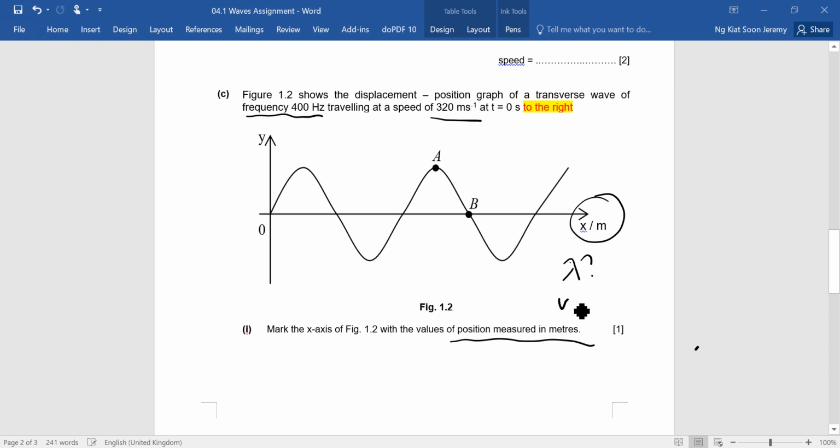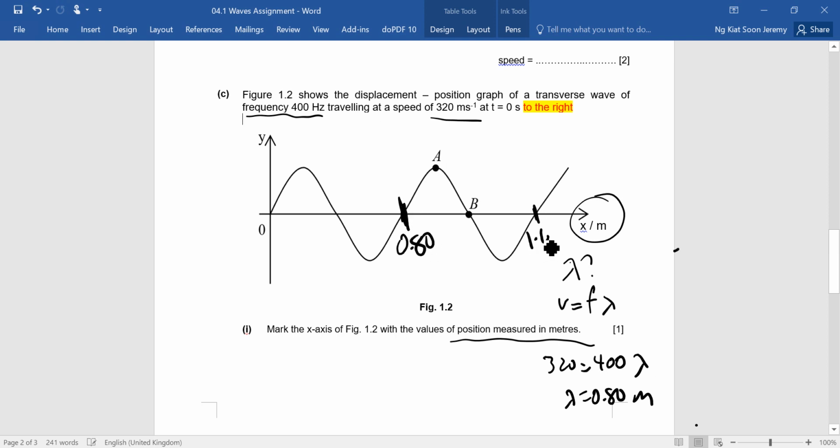Either that or we find it from v equals f lambda, which it so happened that we already underlined the important part. So it's 320 equals 400 lambda. So lambda is 0.80 meters. So you know that one wavelength, which is here, is 0.80 meters. Normally we are nice and we'll just put one more here. Some people will even put these points in nicely. So that's how to answer part 1.